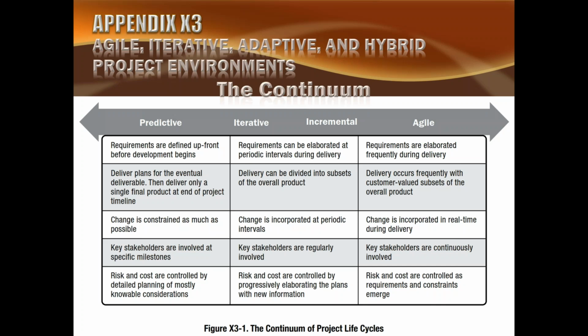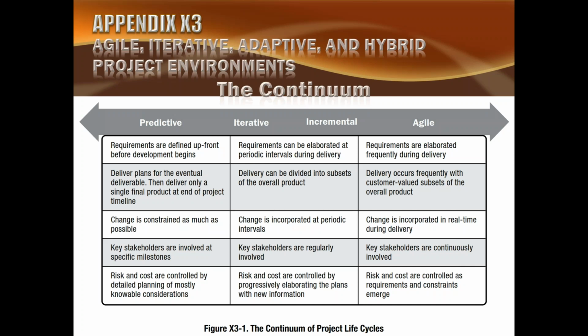In predictive, change is constrained as much as possible. We resist change in a predictive setup. In a middle setup, iterative and incremental, change is incorporated at periodic intervals after every phase. But in agile, change is incorporated in real time during delivery, continuously. Our iteration is so small, just 2 weeks or 3 weeks, so we are able to bring changes after every 2 or 3 weeks.